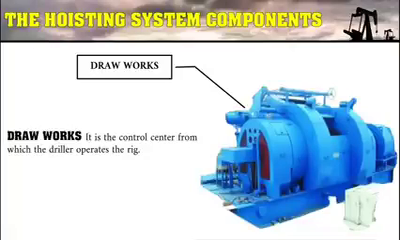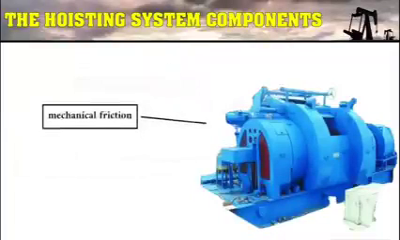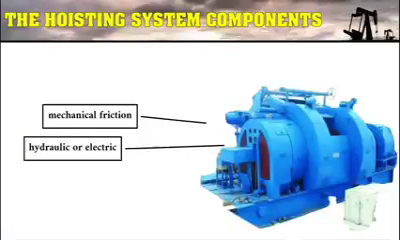We have two types of brake system: a mechanical friction device, which can bring the load to a complete stop. The other brake is hydraulic or electric, not capable of bringing it to a complete stop. It can control the speed.